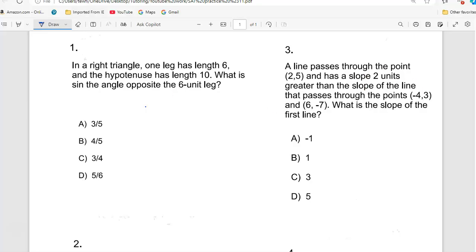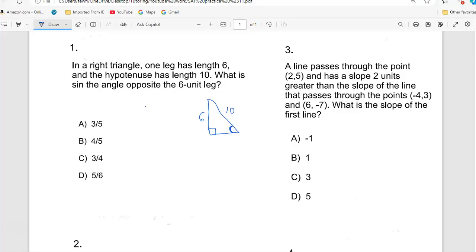If I have a right triangle like this, and this is the right angle, and they said one leg is 6, so we put this 6 and the hypotenuse is 10. What is the sine of the angle opposite to it? Okay, so we're looking for the sine of this angle. What is sine of this angle?